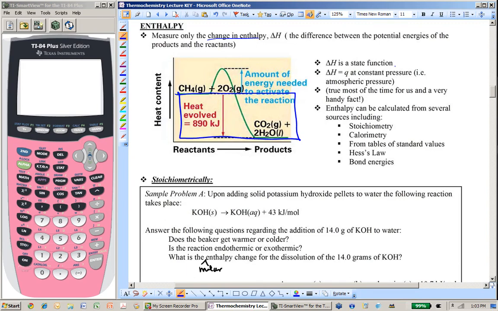But delta H is what we call that state function, where it doesn't matter what path you took to get to school, it matters that you started at your house and you ended up at school. So it doesn't matter if you did it quickly and efficiently or if you took the long way by the donut shop and the 7-Eleven and Starbucks and everywhere else. Delta H equals Q at constant pressure, in other words, an open container.